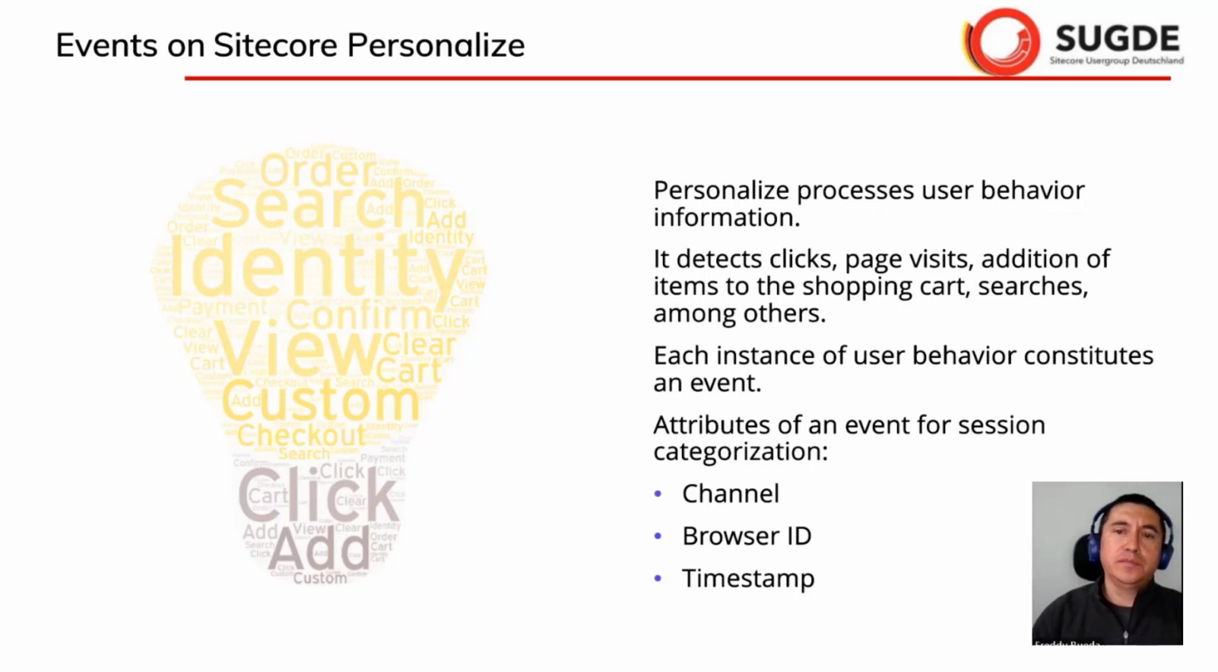Basically, each instance of user behavior is an event. Anything, a click, a scroll, a save, a view, anything is an event, and we can read that from Personalize and do many things. And the basic attributes for an event are a channel, a browser ID, and a timestamp. With those three attributes, an event can be categorized.